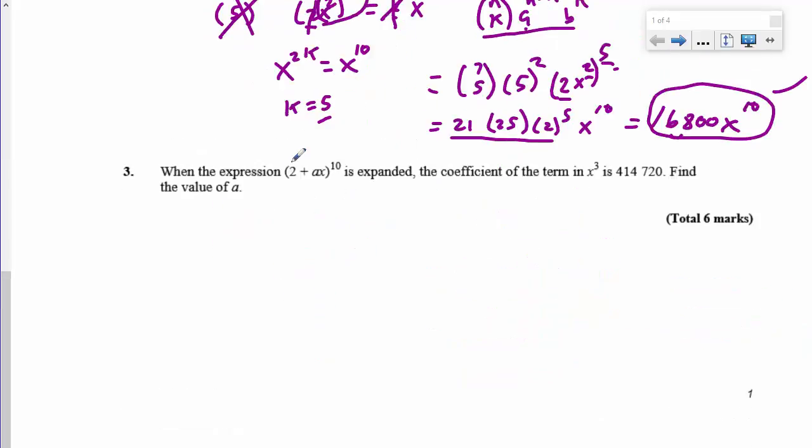Here I actually give you an expression. I'm telling you this expression is expanded, and I want to know the coefficient of the term. Well, they tell me the coefficient of the term of x cubed is this. Find the value of a. So we actually want to know this value a right here.